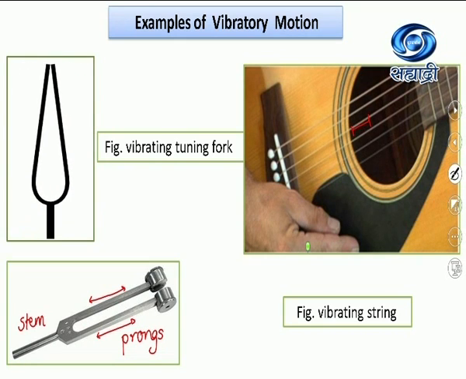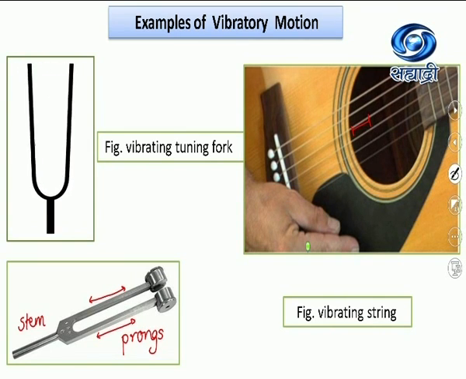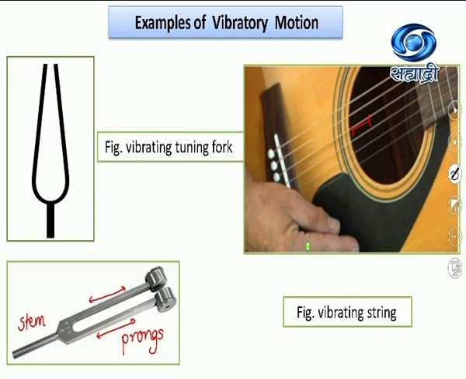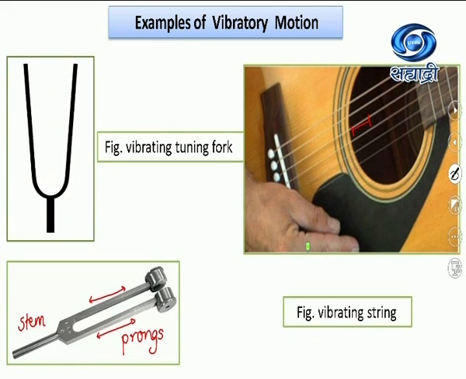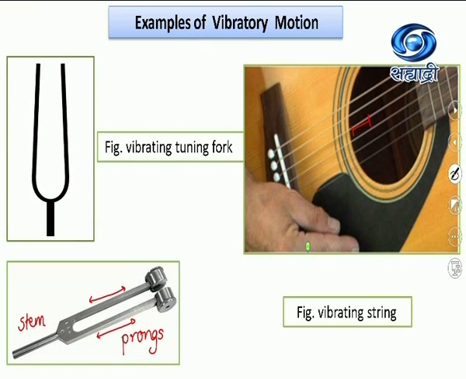Now, between oscillatory motion and vibratory motion, there is a major difference. In oscillatory motion, the whole body undergoes oscillations, because of which the frequency of oscillations is less. On the other hand, in vibratory motion, only a small part of the body undergoes vibration, because of which the frequency of vibration is larger.